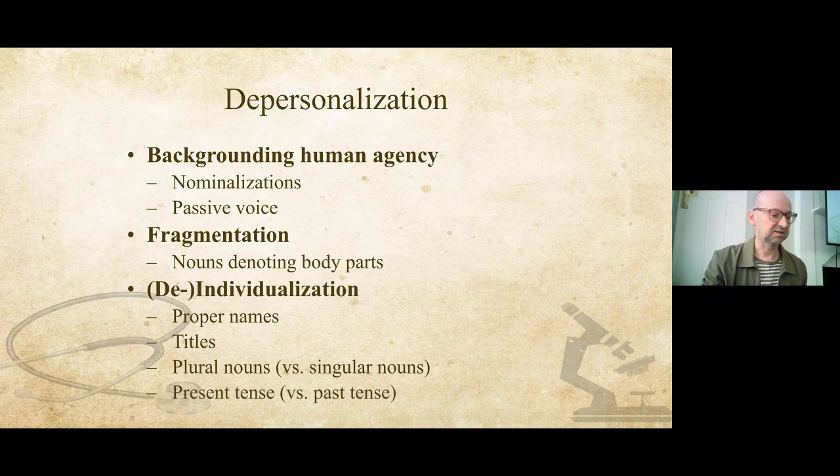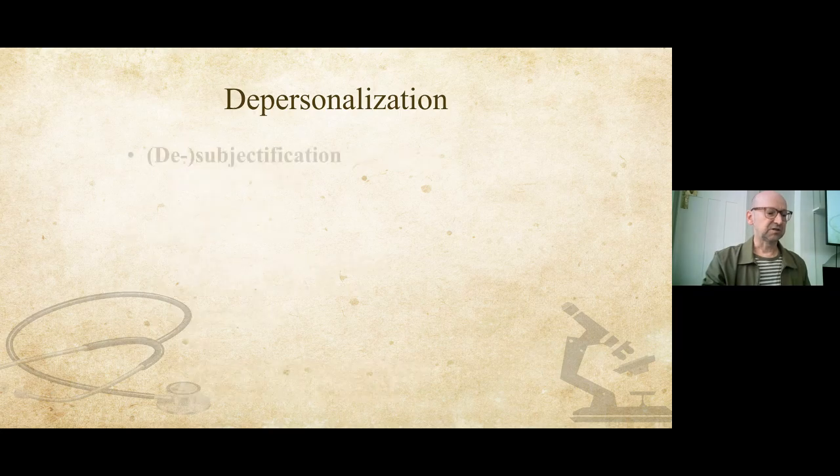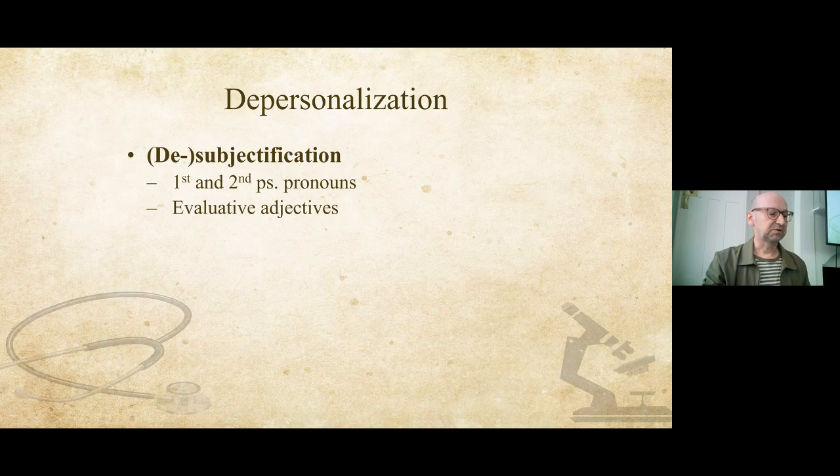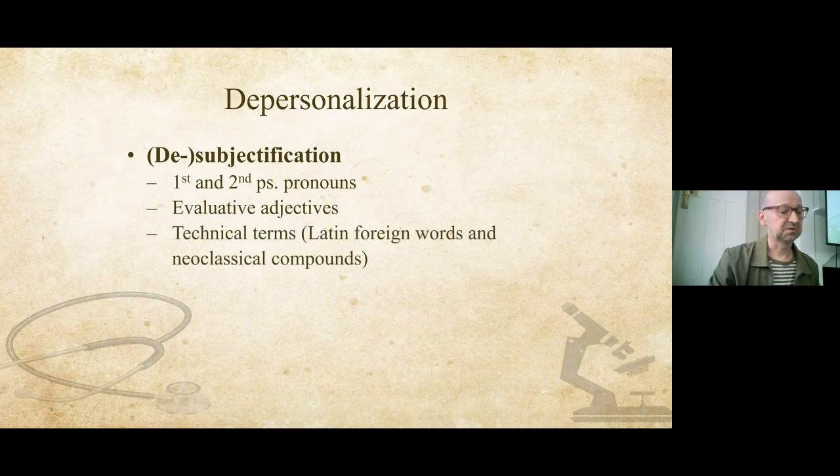because I assume that if you want to talk more generally about something, you are more likely to use plural nouns than singular nouns. If you want to talk about something more generally, you tend to use generic present tense rather than past tense. And subjectification, use of first and second person pronouns, evaluative adjectives, and technical terms. So Latin foreign words and neoclassical compounds. And I'll get to what these are.